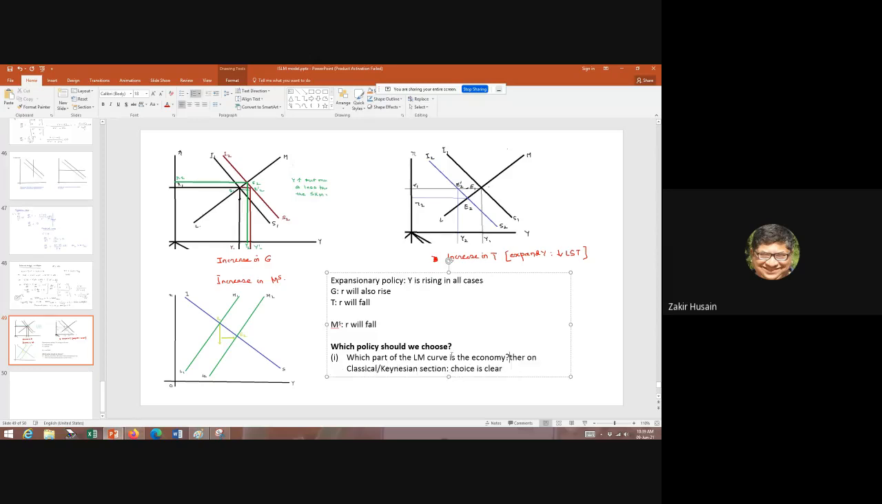There's only one policy which will be effective depending on where we are, and you have to go for that policy. Okay. But suppose we are on the normal portion, the portion that we have shown over here. In this case also, which policy should we choose? Or do you think it's irrelevant? We can just toss a coin and go for either fiscal policy or monetary policy.